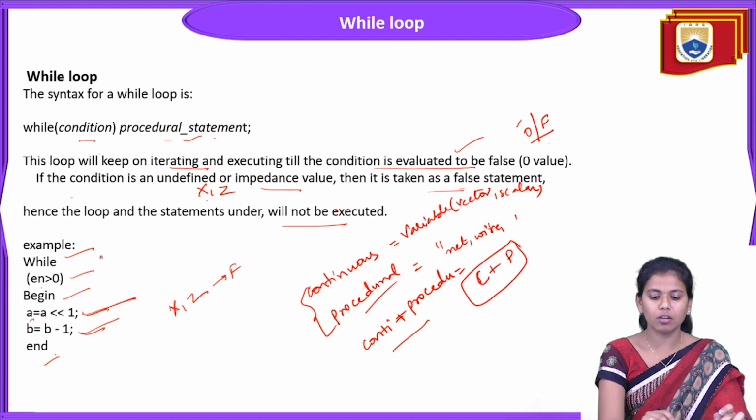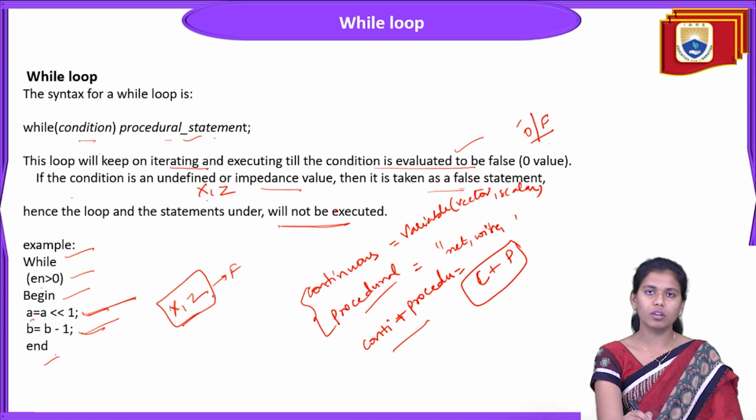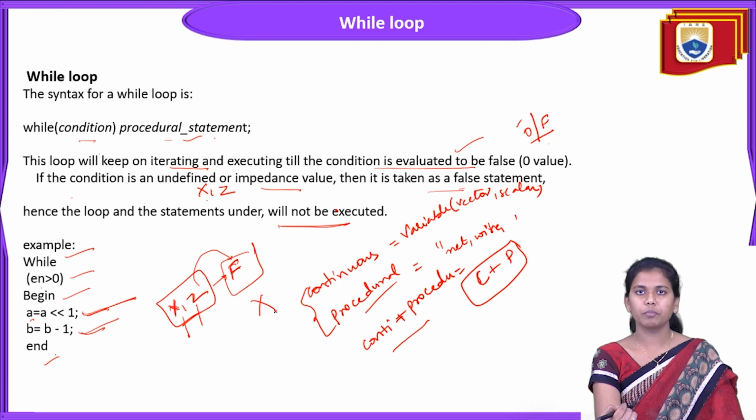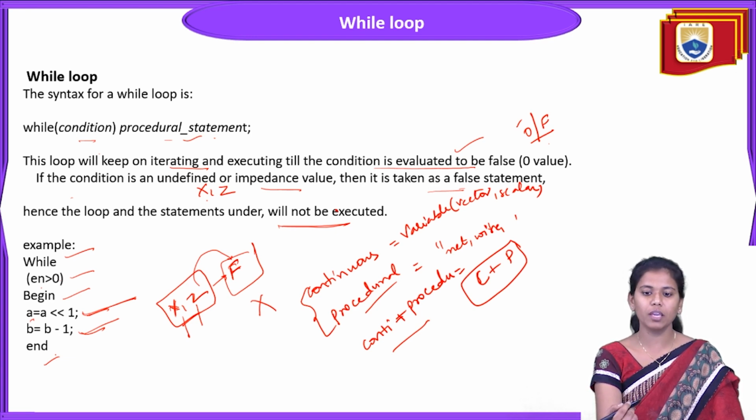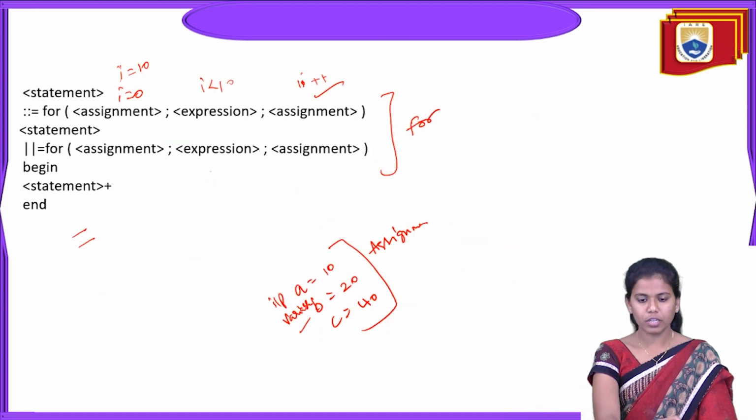For false conditions, the statements under the loop will not be executed. When you come across X and Z, that is the high impedance state as well as the don't care conditions, obviously the condition becomes false, and when it becomes false there is no execution. That means the statements will not be executed. These are the examples that we have considered.